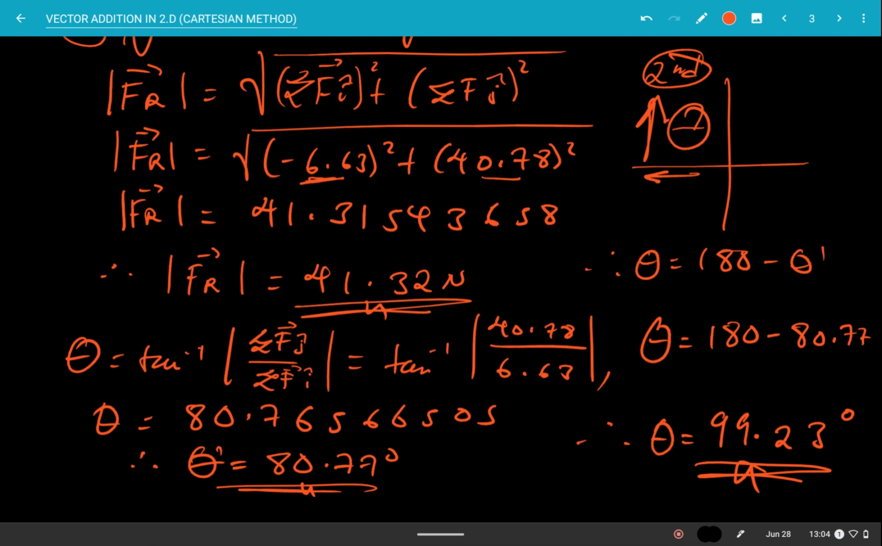I can always draw up a simple triangle to help you understand what's going on. I'm having the sum of the forces in the y here and the sum of the forces in the x, and this is where the resultant comes in. And the resultant is the hypotenuse. Alright, let's move on to the second example.